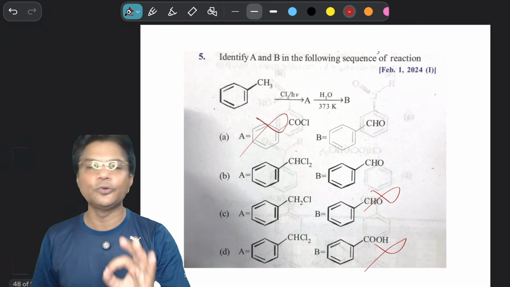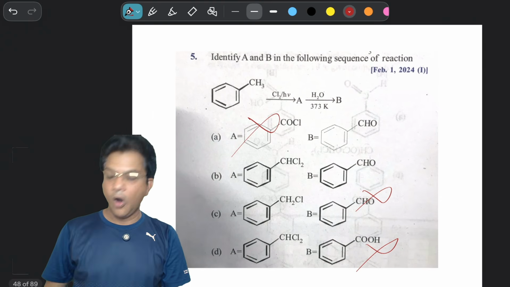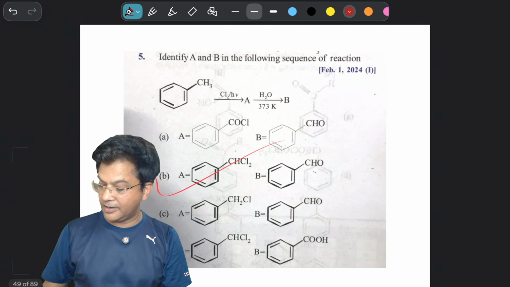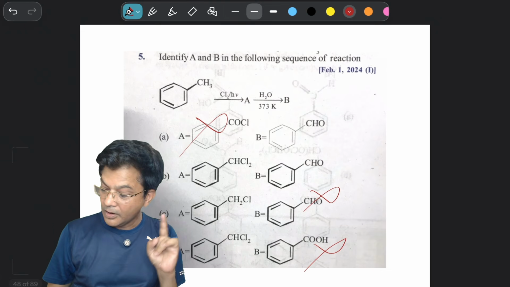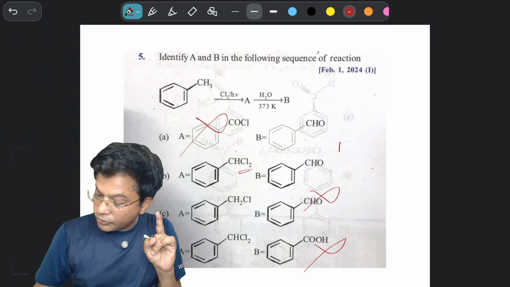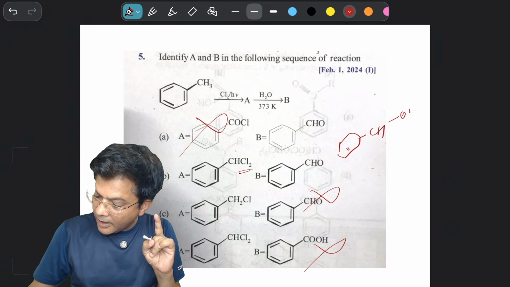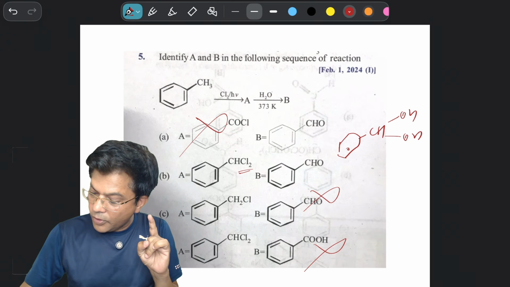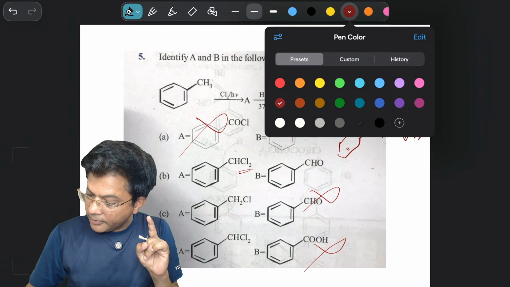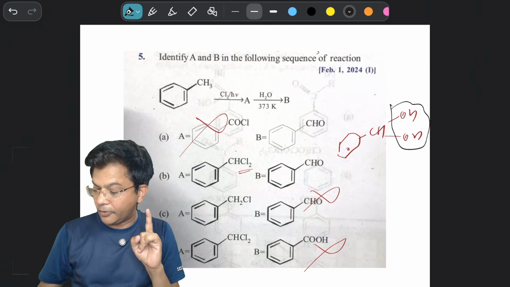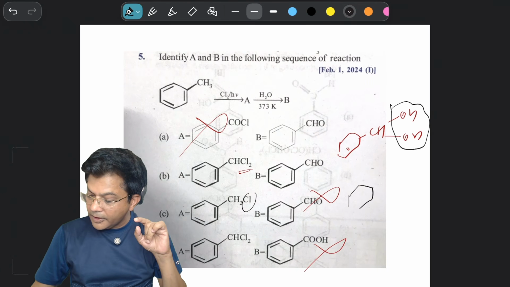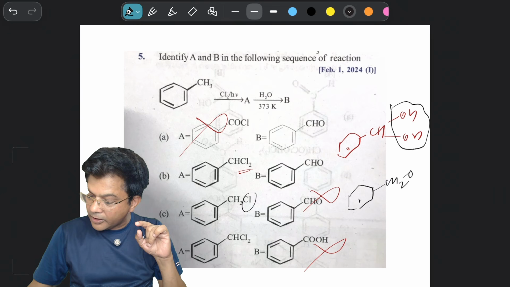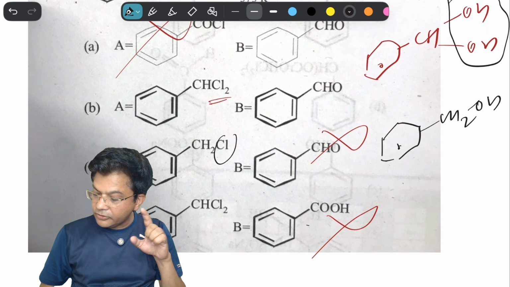Wow, such a great question. Once again, awesome question. B is the correct answer. Let me tell you once again, for those who are not able to understand: in CHCl2, the two OH groups will come at the position of Cl, and two OH on a single carbon are not stable, so water will eliminate and CHO will be the product. If you put only one Cl, one OH will come, giving benzyl alcohol, and that is not given, so that's why it is wrong. And COH is not possible.